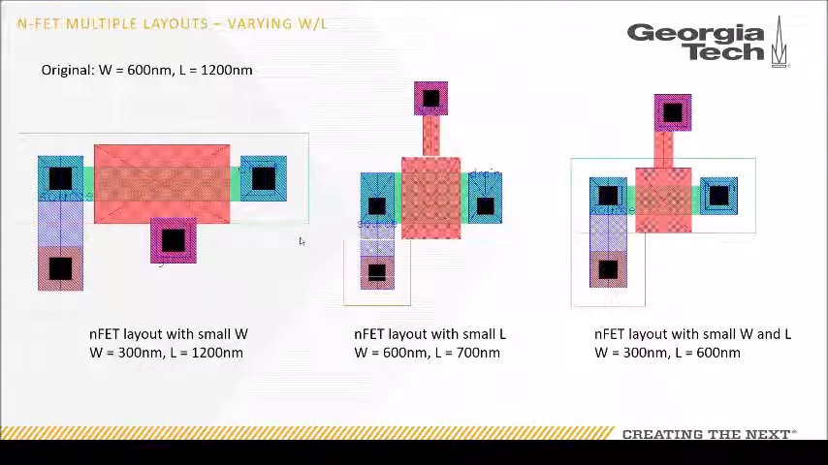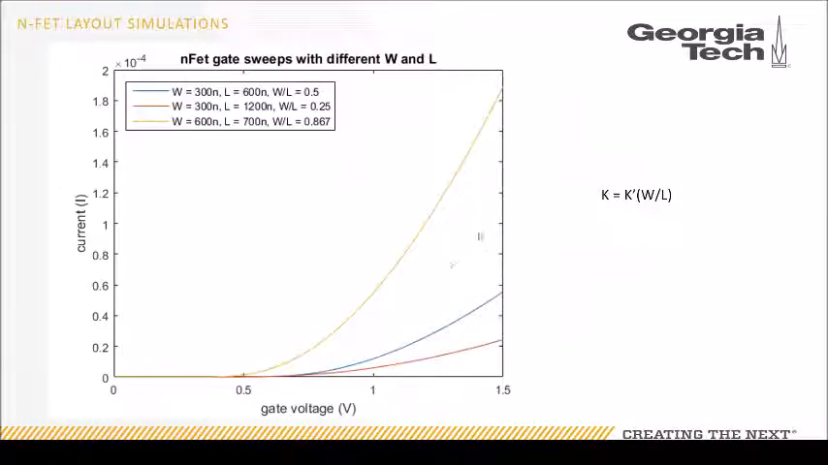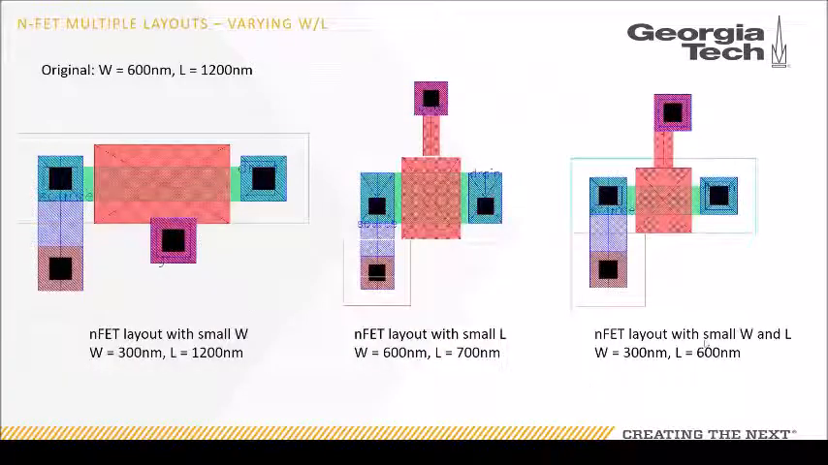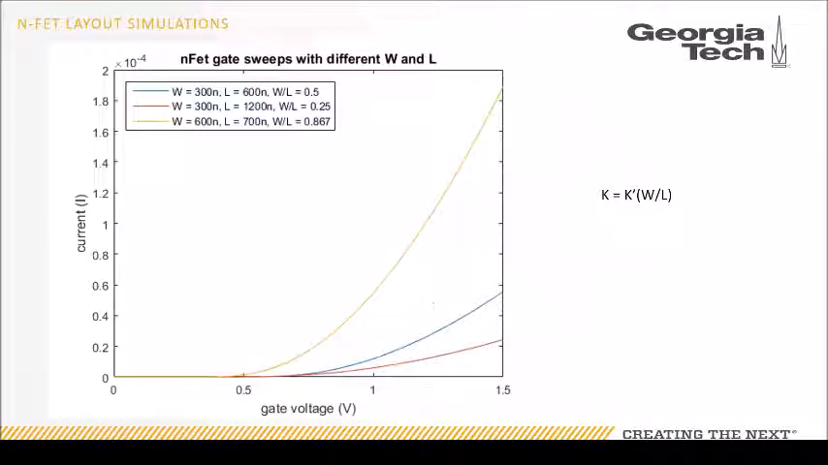Then we extract the layout and do the simulation. As you can see here, since we have three data sets and the W/L ratio is changing, as the W/L ratio increases, the current will go up. This is because the K parameter is directly proportional to the width and length ratio.